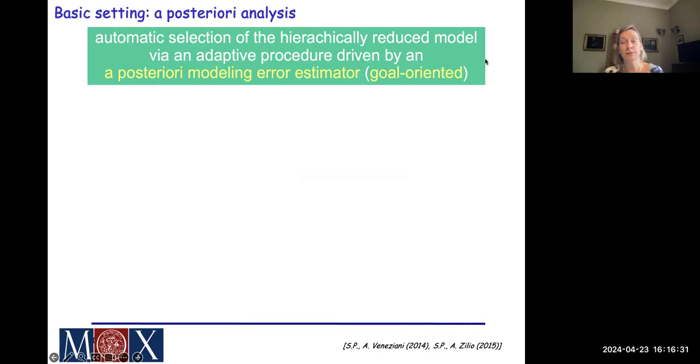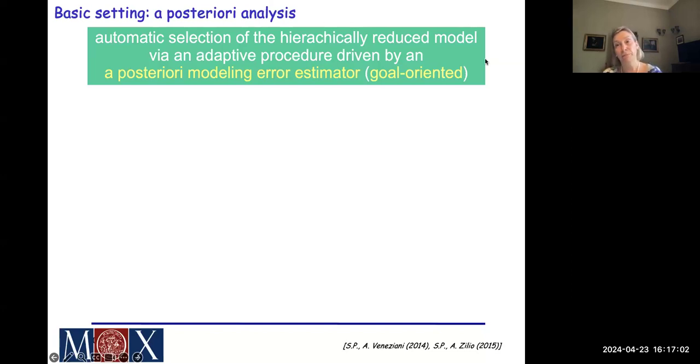And the final goal is to have a mathematical tool, which is the a posteriori modeling error estimator, which allows you to choose in an automatic way, to select in an automatic way, not only the number of modes to be employed for your high mode approximation, but for instance, also the discretization along the supportive fiber, if we think about a steady configuration, or for instance, also the time step, if we consider an unsteady setting.